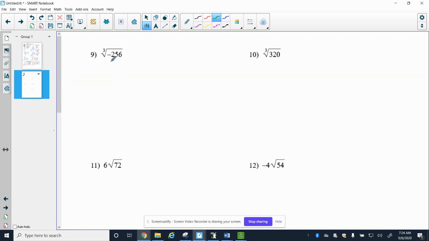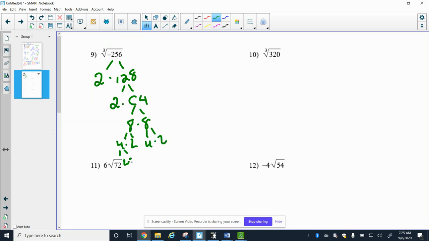256 is a tough one. So if you don't know your factors off the top of your head, like personally, I don't know all the numbers to make 256. We do know it's even, so let's just divide it by 2. So we have 2 and 128. Now we got to break down 128. So maybe I'll divide that by 2. 2 and 64. 64, that's 8 times 8. 8, 4 times 2. 8, 4 times 2. 4, 2 times 2. 4, 2 times 2.